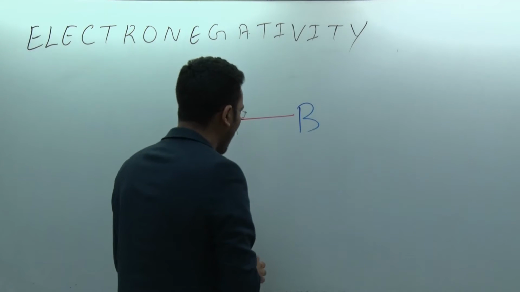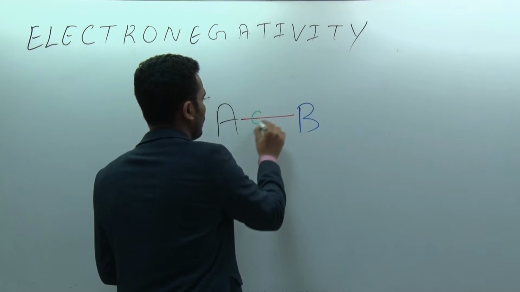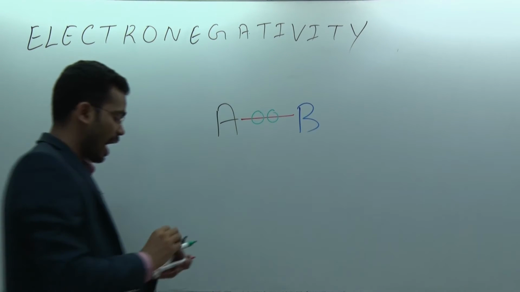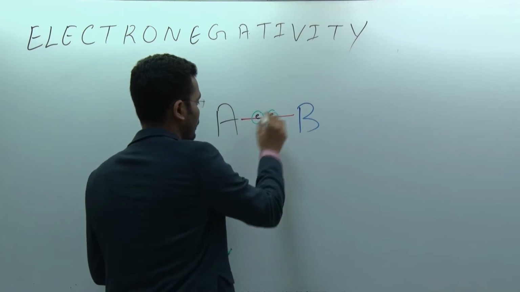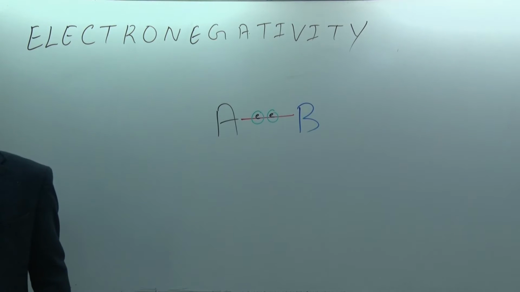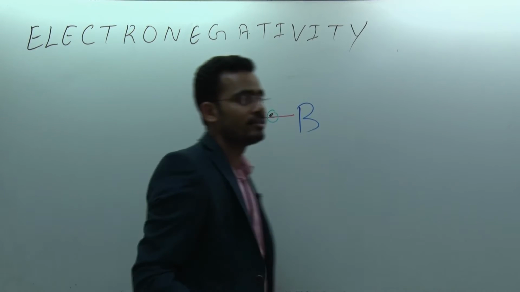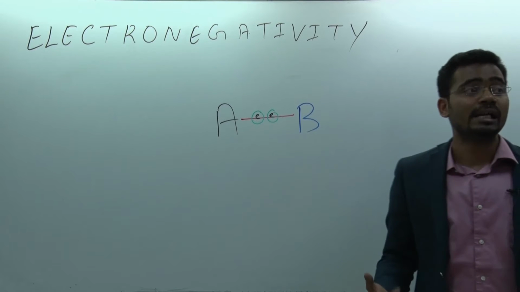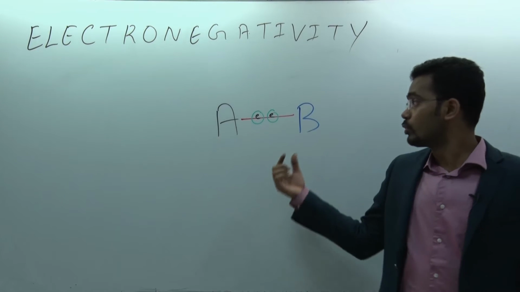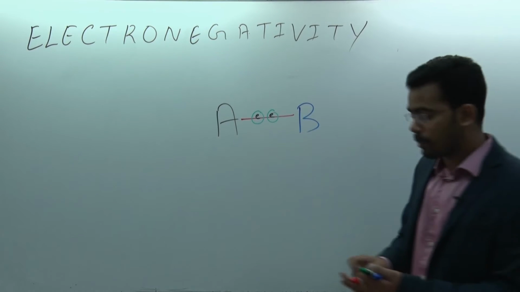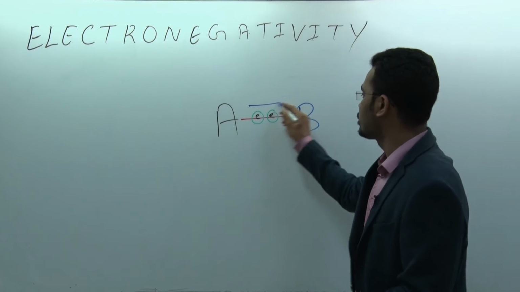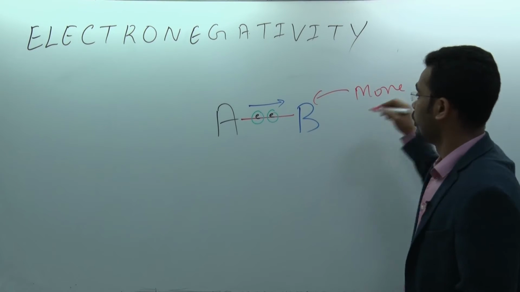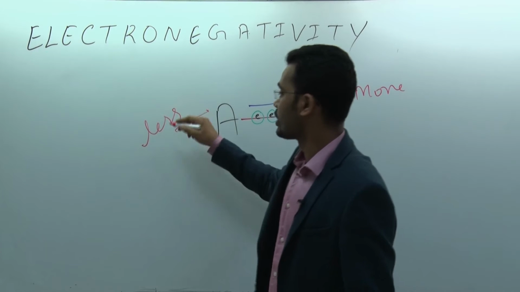One bond is formed by sharing of two electrons. If any element has more tendency to attract this shared pair of electrons, then we call it more electronegative. So if the shared paired electron is attracted more towards B, then we can say B is more electronegative and A is less electronegative. Yes or no?